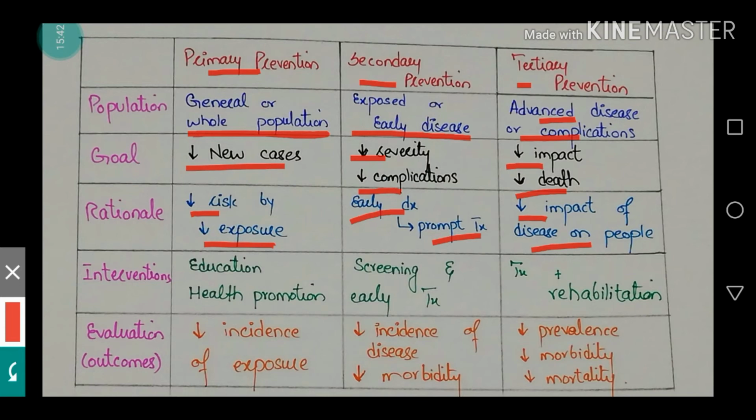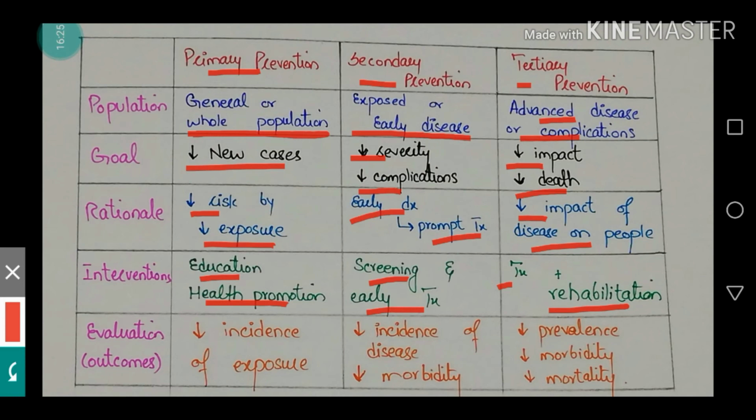Then comes again a small overview of interventions. Primary prevention is done through education and health promotion, in secondary, screening, sampling, and early diagnosis and treatment, and in tertiary prevention, proper treatment and rehabilitation. Now, evaluation. How do we evaluate whether these preventions are carried out in our community to a level that they actually are helpful, or they are just being done at a very low level so that more efforts need to be put in? Now, primary prevention is evaluated by measuring the incidence.